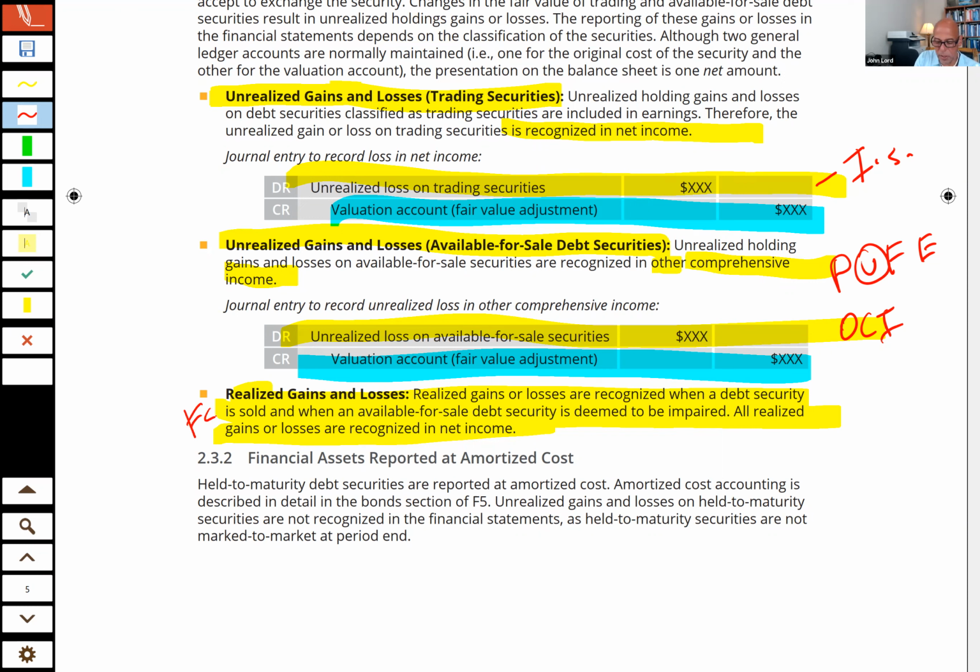Now they talk about unrealized gains and losses, and they show us the loss situation. Of course, if it was a gain, we'd be crediting an unrealized gain and debiting the security account, right? And depending on whether it was available for sale or trading, if it's trading, that would be reported on the income statement. If it's available for sale, that would be reported as part of my other comprehensive income.